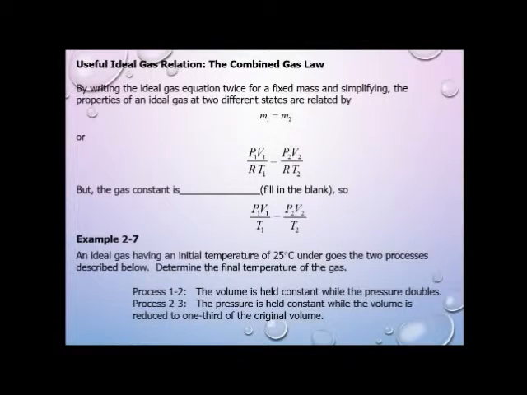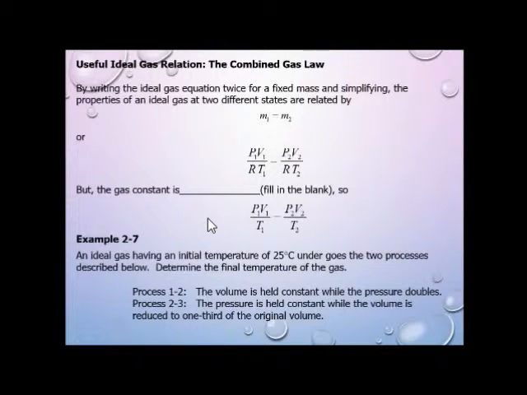Now this is a useful ideal gas relationship, the combined gas law. If we combine all the gas laws, we get it this way. By writing the ideal gas equation twice for a fixed mass and simplifying the properties of the ideal gas at two different states, we get m1 equals m2, or P1 V1 by R T1 equals P2 V2 by R T2. But the gas constant is the same, so you can always say P1 V1 by T1 equals P2 V2 by T2. The gas constant you can calculate also.